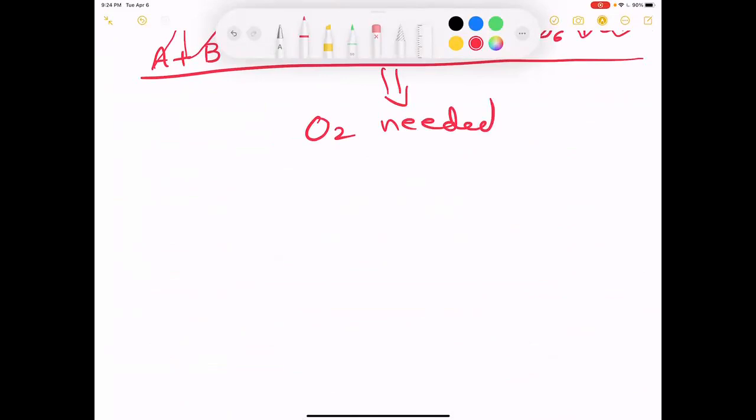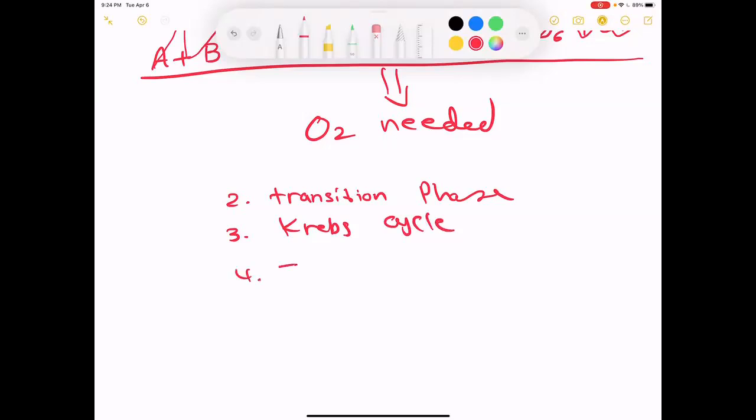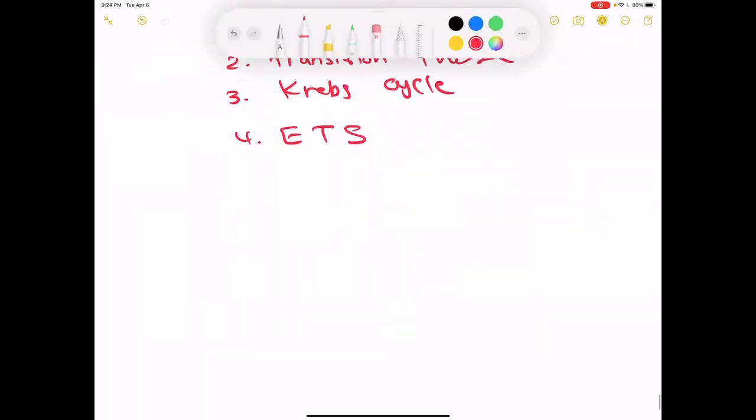And that will include the transition phase, as I called it at least. And then the Krebs cycle, and then the electron transport system. All right, let's look at the transition phase.